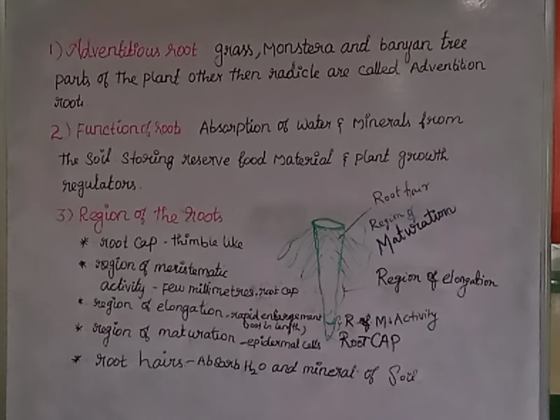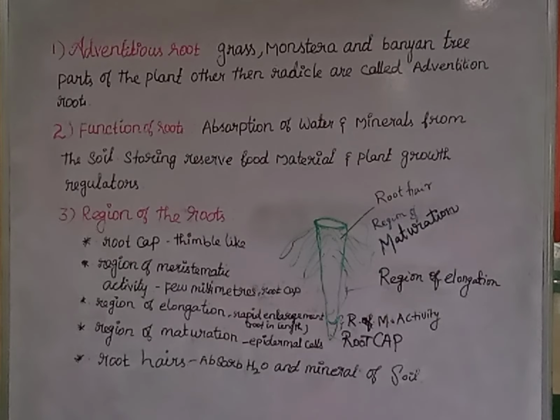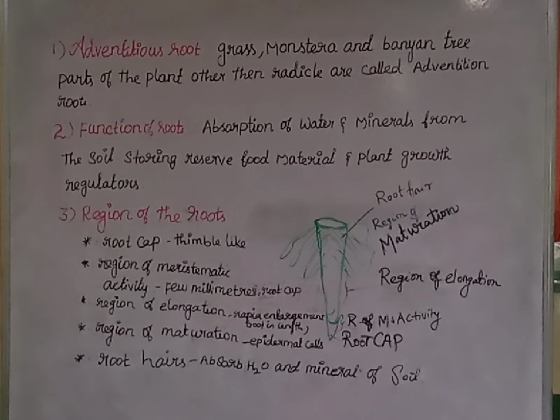Next, the adventitious root system. In some plants like grass, monstera and banyan tree, roots arise from parts of the plant other than the radicle. These are called adventitious roots. The functions of roots are absorption of water and minerals from the soil, storing reserve food material, and synthesis of plant growth regulators.